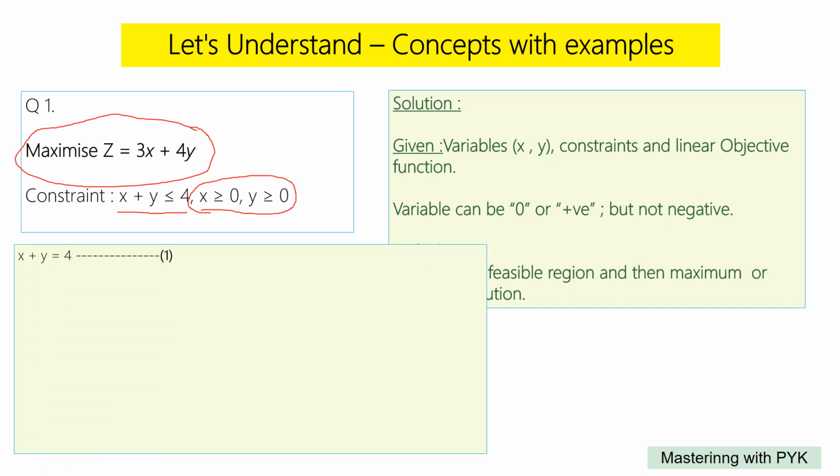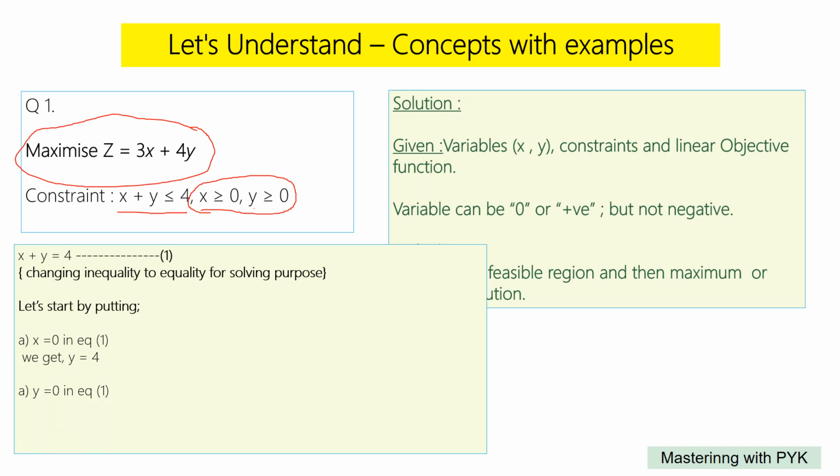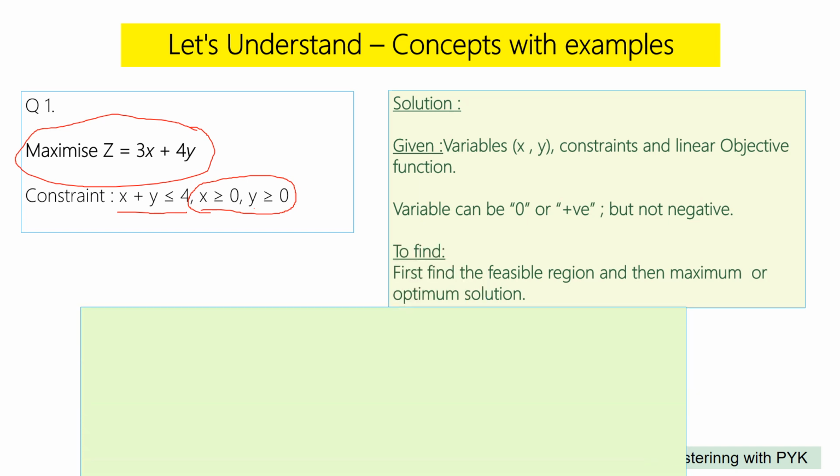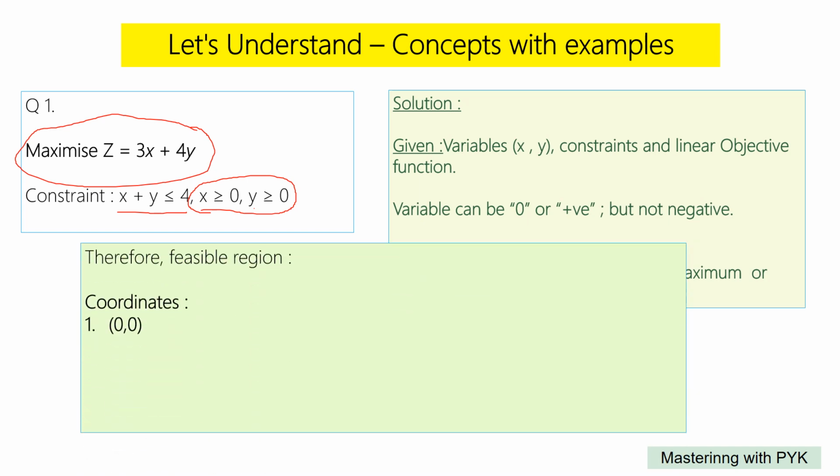Here we have been given x plus y is less than or equal to 4. To solve, we will change this inequality into an equality sign. We do it by the intercepts. When x is 0, y would be 4, and when y is 0, x will be 4. Also, both the variables can be 0, so x can be 0 and y can be 0. So for the feasible region, we get 3 coordinates: 0, 0; 0, 4; and 4, 0.